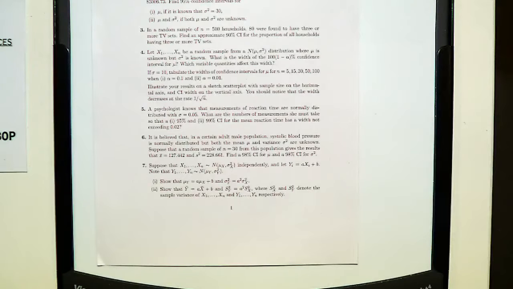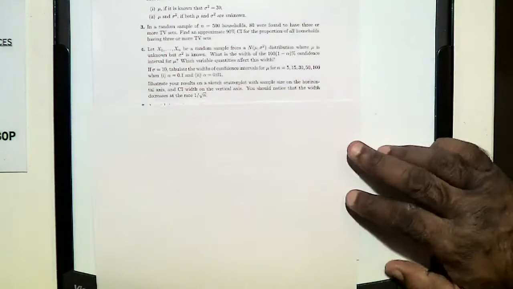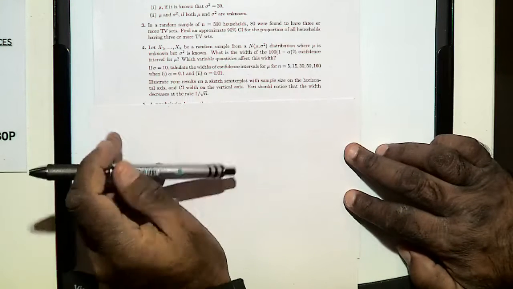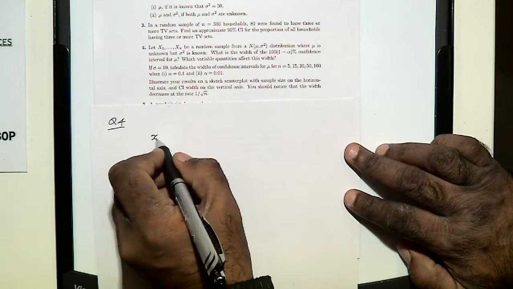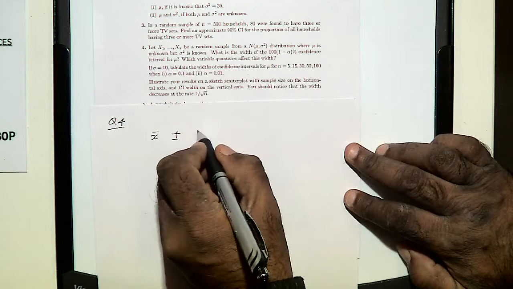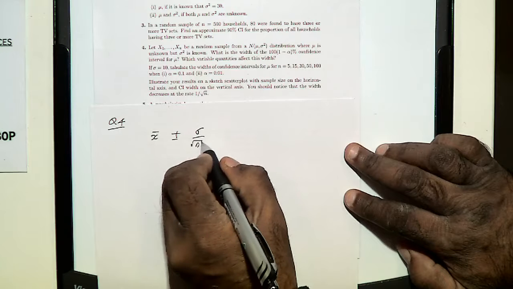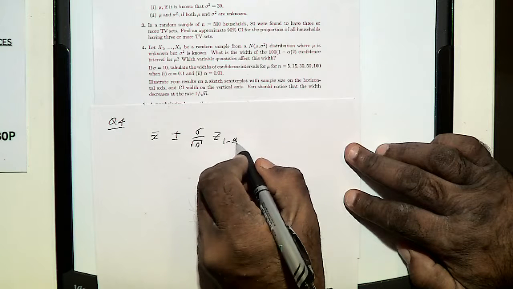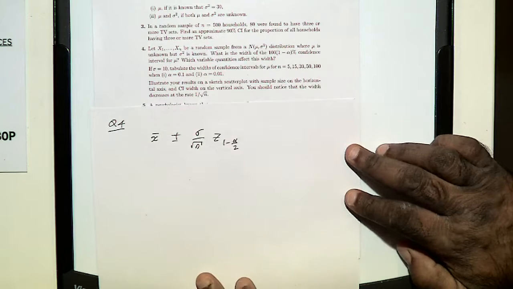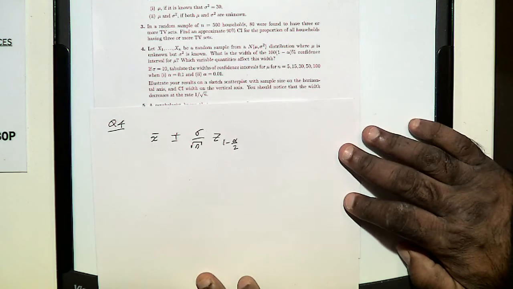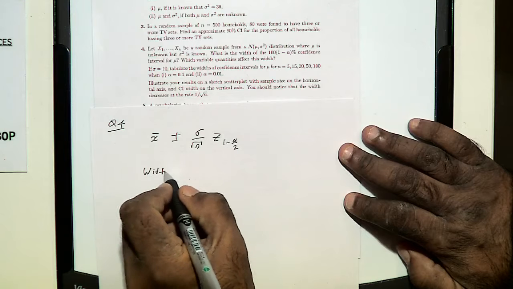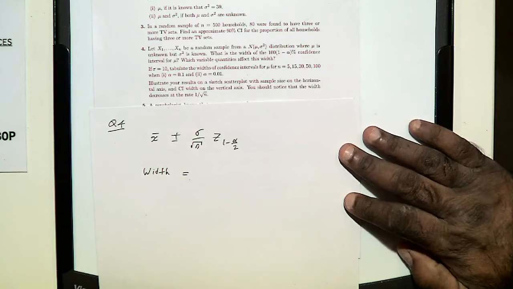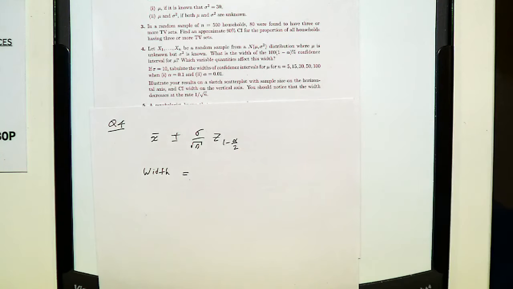So the confidence interval, question 4, the confidence interval is x bar plus or minus sigma by root n times z 1 minus alpha by 2. So this is the confidence interval, right? Now the question here is to find the width of the confidence interval. You know what width is? The width of the confidence interval is basically the upper limit minus the lower limit, right?